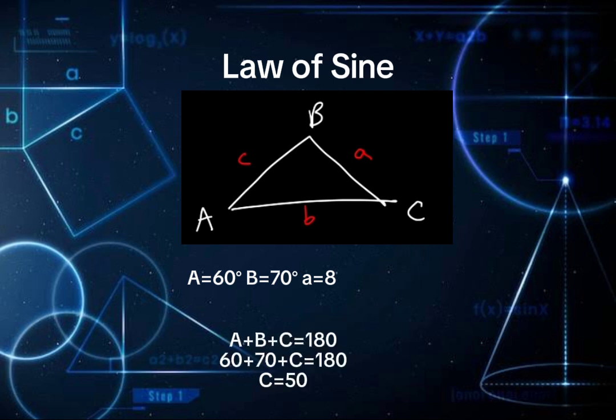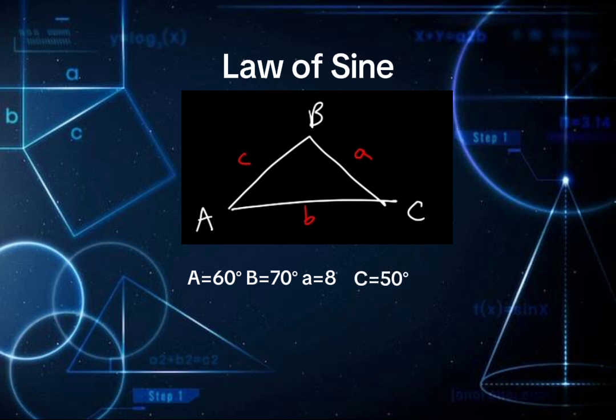Since angle C is missing, we can simply solve it, because we know that angle A plus angle B plus angle C is equal to 180. So if we solve for C, we'll get angle C, which is 50 degrees.